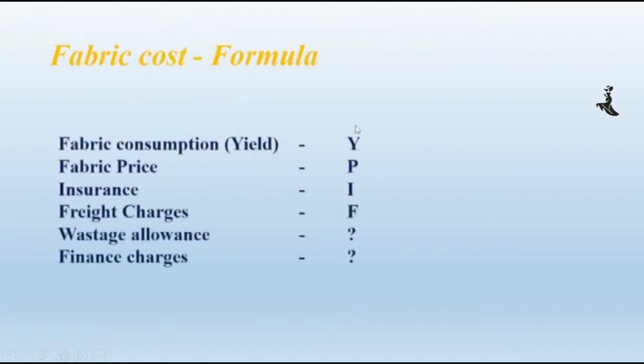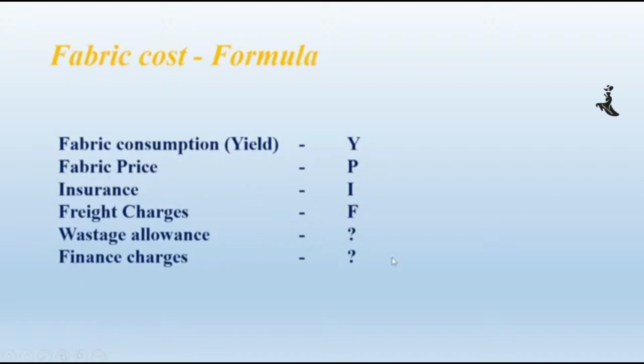I have designed a formula for easy calculation for you all. Here we assume the fabric consumption or yield yard is R, fabric price is P, insurance is I, freight F. Finance charge is decided by the bank.